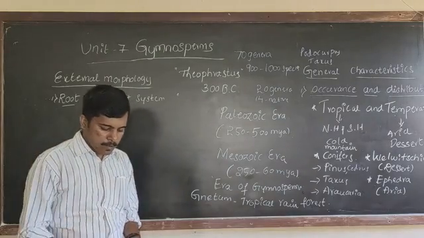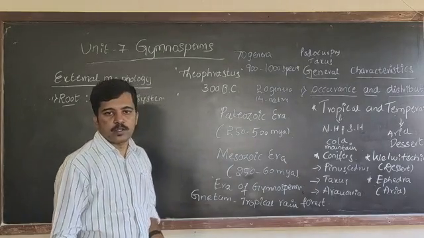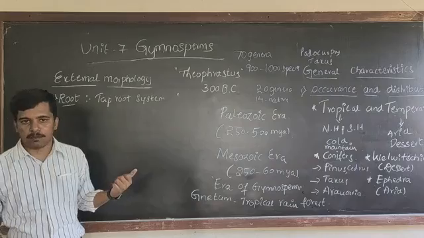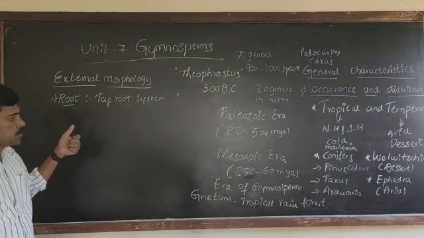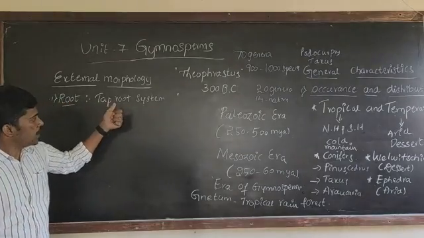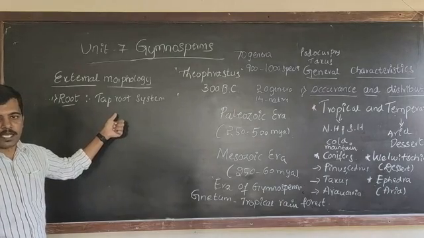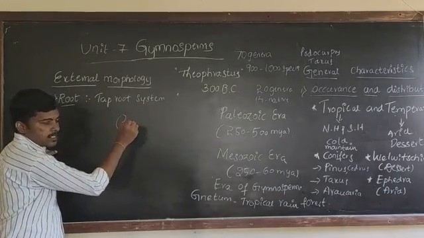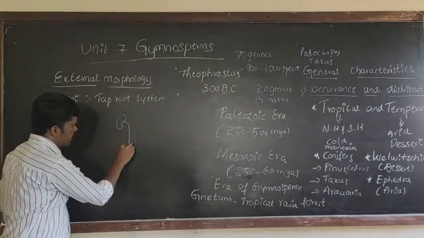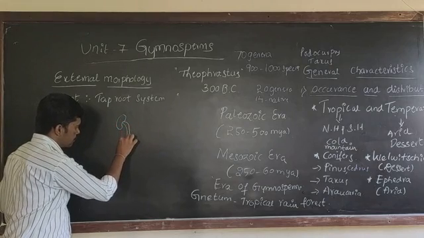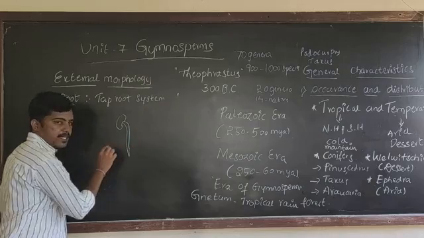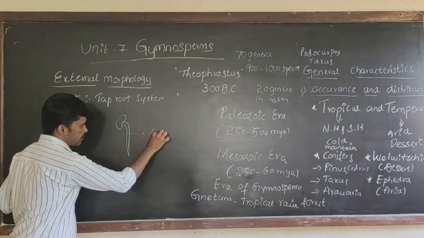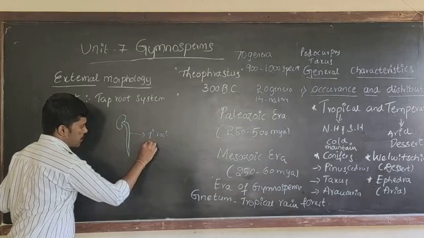Usually in plants you will find two types of root systems: the taproot system and the fibrous root system. But in gymnosperms, commonly you will find the taproot system. In the taproot system, during germination, the radicle comes out, and this radicle acts as a primary root, also known as the main root.